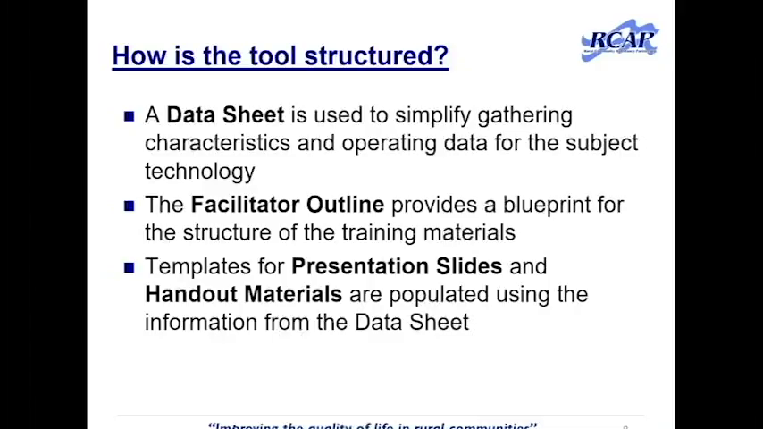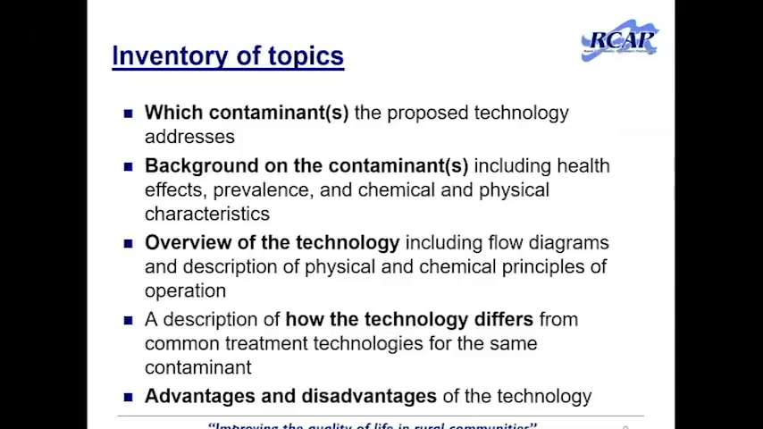technology. The second piece is a facilitator outline that really is a roadmap or a blueprint of how the training needs to take place, and includes all the exercises and the structure and timing and things like that. And then the third piece are the presentation slides and the handout materials that it gives you a template, you fill that out using the information from the data sheet. So it makes it a bit easier where you don't have to start from absolute zero.